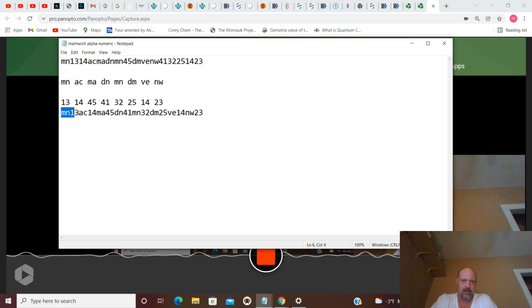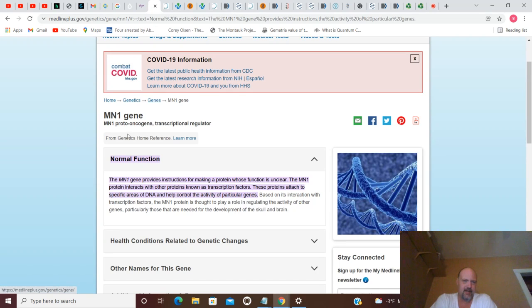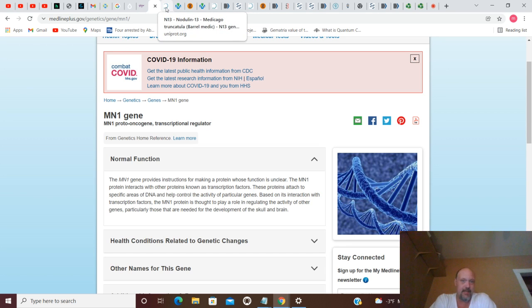So we start with MN1. And MN1 ends up being MN1 gene. And it provides instructions for making a protein whose function is unclear. So a protein coding gene, basically. And the protein's function is unclear. So MN1 gene provides instructions for making proteins.